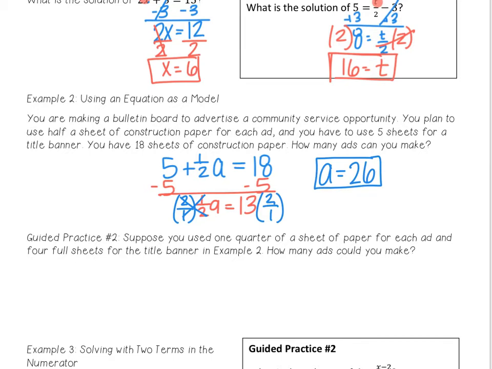Guided practice number 2. So it says that you used 1/4 of a sheet and 4 full sheets for the title banner. You still have 18 sheets of construction paper, so it's going to be 4 sheets plus 1/4 sheet per ad, and that's 18. Now pause it and solve that on your own, and I'll give you the answer in just a second.